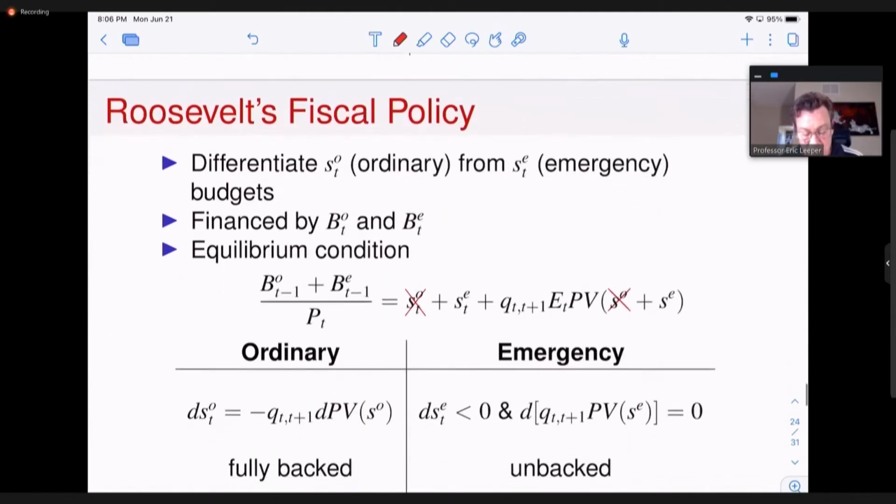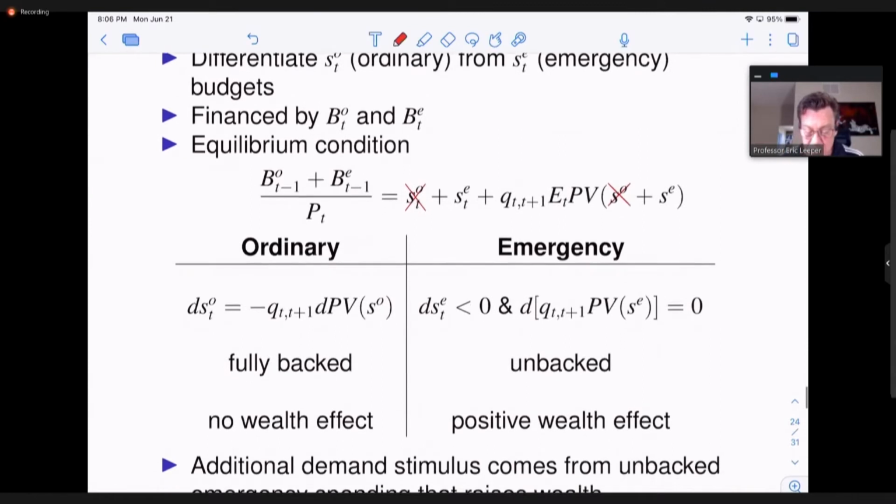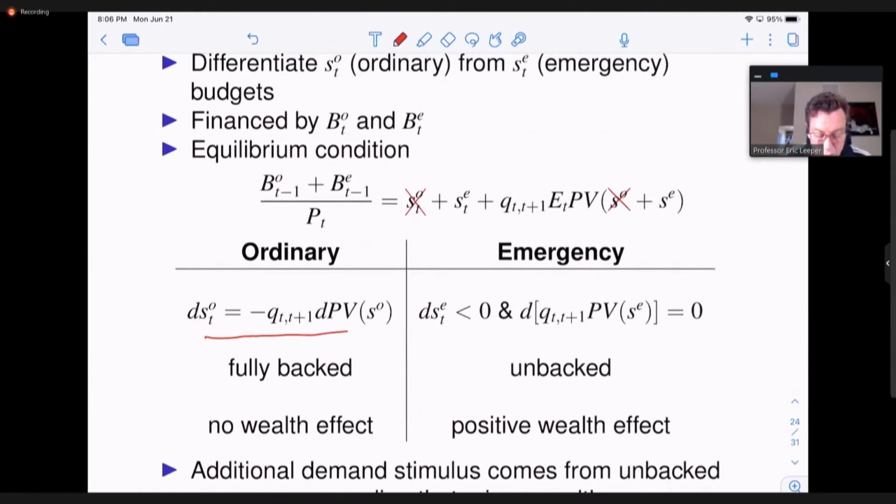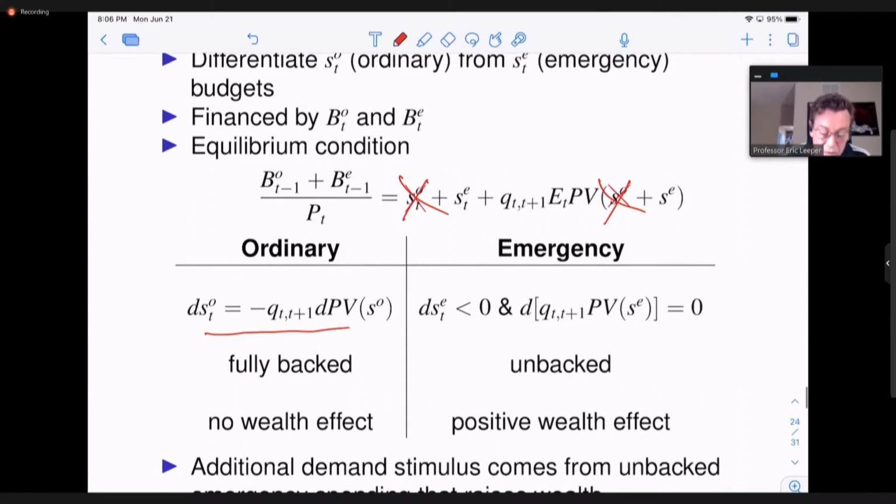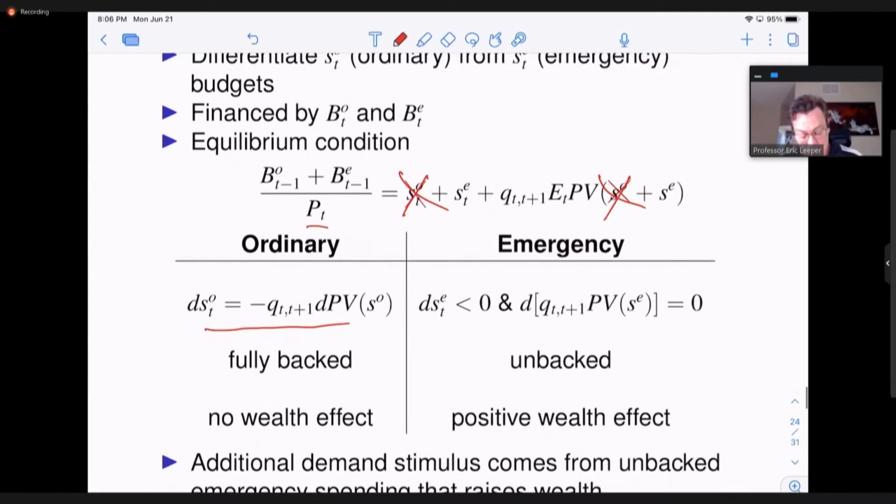So if you look at this, what ends up happening is this policy of ordinary just basically allows you to cancel all this surplus stuff out. And this equilibrium condition then gets driven completely by emergency spending. And therefore, the price level is going to get driven by emergency spending. And this ends up generating additional demand stimulus because this unbacked emergency spending raises wealth.